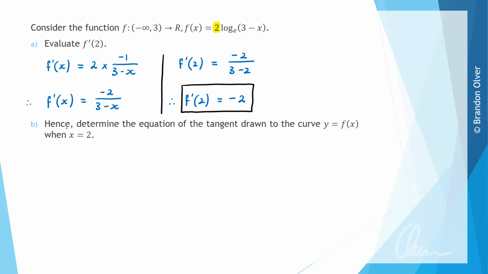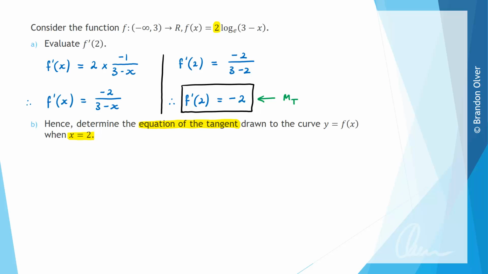For part B, it says, hence determine the equation of a tangent drawn to the curve of y equals f of x when x is equal to 2. So when we want to determine the equation of a straight line, which is what that tangent line will be, we need to know 2 things about it. We need to know a gradient and a point that it passes through. Luckily, what we found above here is really the gradient of a tangent line when x equals 2.